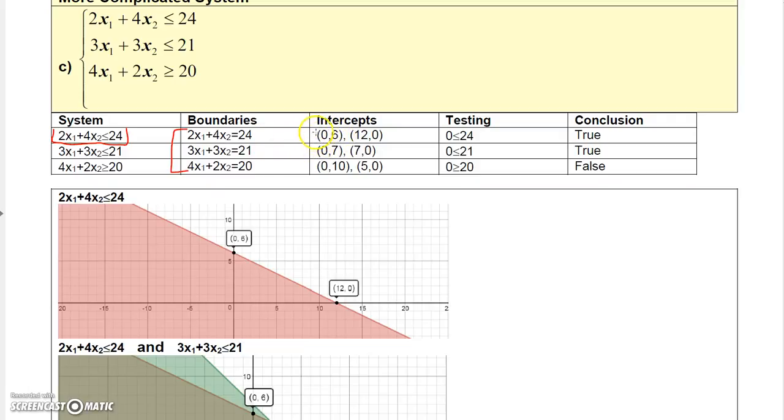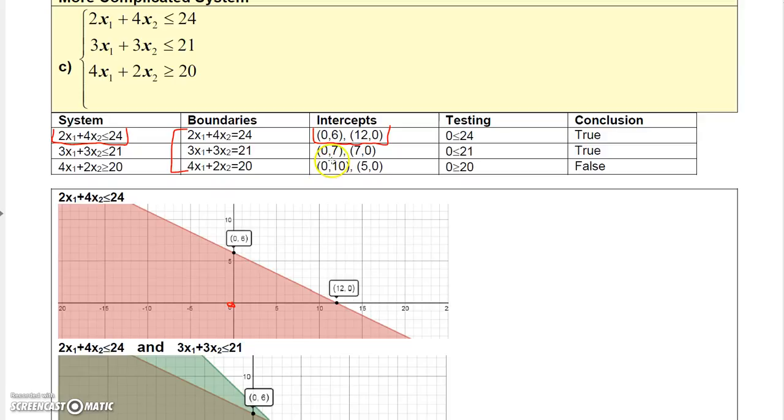So the first boundary, when x is 0, y was 6. And I'll say x and y just because it's easier to say instead of x1 and x2. And when y is 0, x is 12. So that goes through (0, 6) and (12, 0), and it's going to be a solid boundary. And then I can test this point (0, 0), and I got a true statement. So you can see I shaded everything below that line because that's where (0, 0) is.